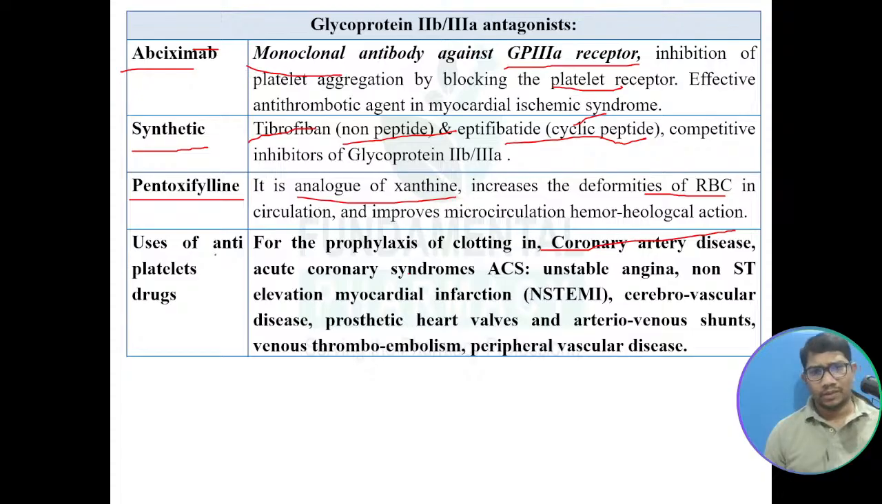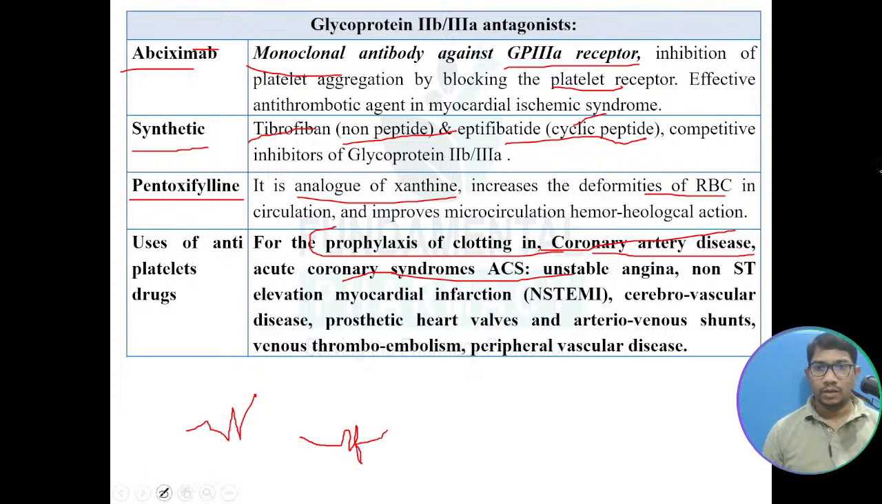इनकी यूजेस क्या है? All these drugs they are used for the prophylaxis, means prevention of clotting in case of coronary artery disease, in case of acute coronary syndrome, जैसे अनस्टेबल एंजाइना हो गया है, उसमें नॉन एसटी एलिवेशन मायोकार्डियल इन्फेक्शन, आपका जो ईसीजी होता है उसमें नॉन एसटी एलिवेशन मायोकार्डियल इन्फेक्शन, NSTEMI, cerebrovascular disease, then prosthetic heart valve surgery. आपका हार्ट वाल्व चेंज किया वो टू प्रिवेंट द ब्लड क्लॉटिंग दे आर यूज्ड.